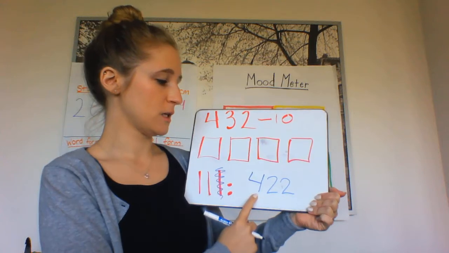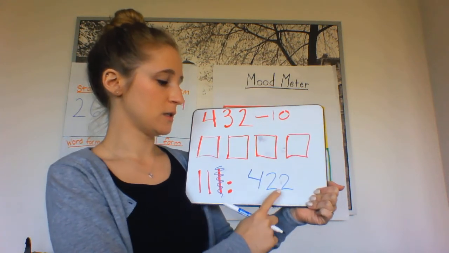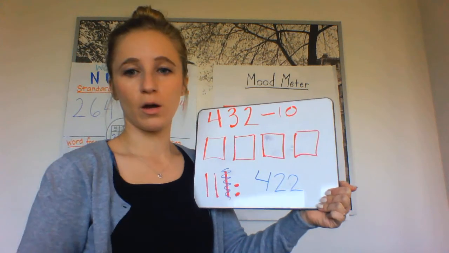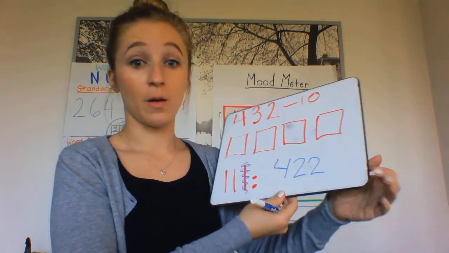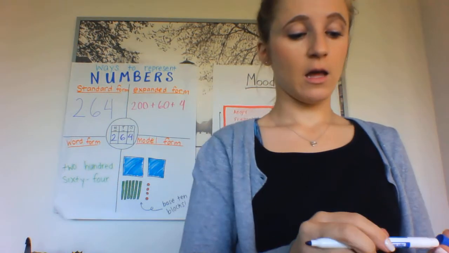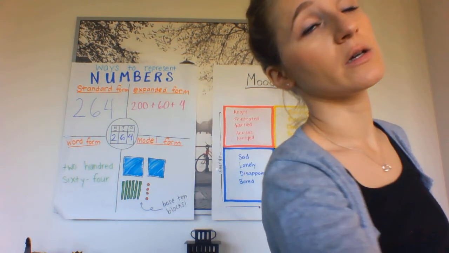The hundreds place stayed the same, the ones place stayed the same, but the tens place changed from a 3 to a 2 because we took away a whole 10. Okay, now we're going to put those together. We're going to try subtracting a 100 and a 10 at the same time.